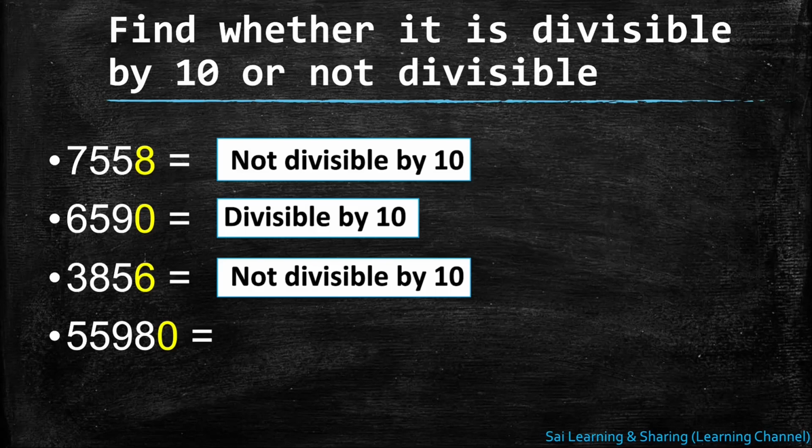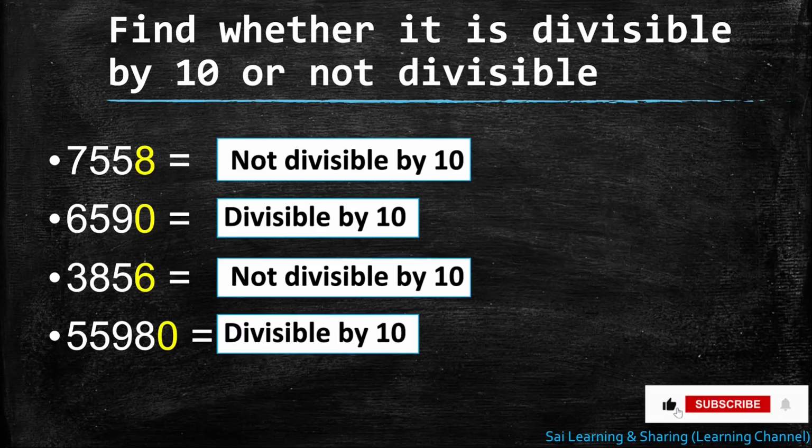The last question, 55,980. In the ones place it is written 0. So it is divisible by 10. I hope you finished the questions, and I hope you got all these answers correct. If you get all these answers correct, that means you understand the concept of the divisibility rule by 10.